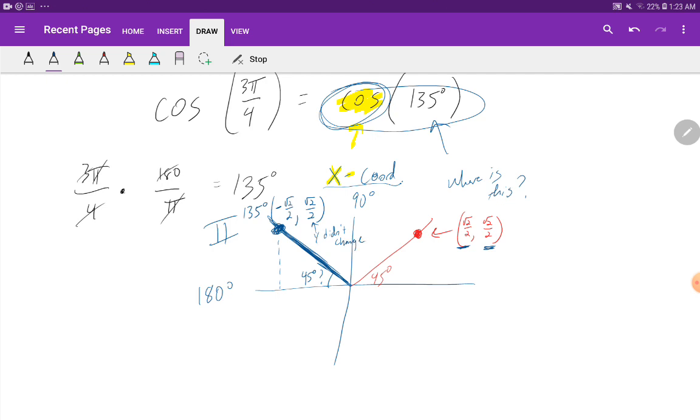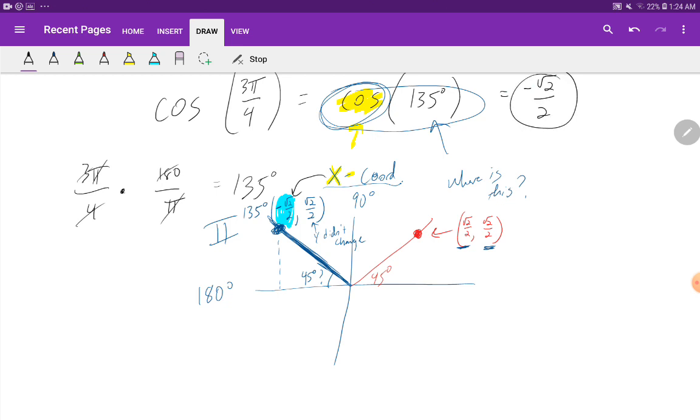But the x did. The x had to go left. It didn't go right. So that's why it's negative root 2 over 2. This guy right here. Right? So the x coordinate, once again, that's that one. It's negative because we're in the second quadrant. And that's it. We just figured it out. The answer is negative root 2 over 2.